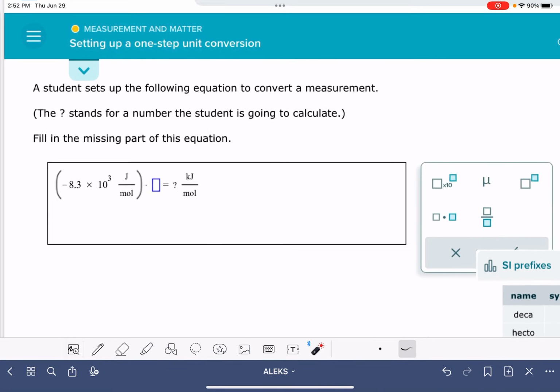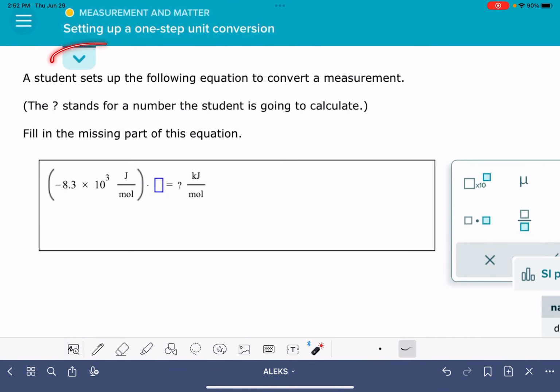In this video, I'm going to show you how to solve the ALEKS problem called setting up a one-step unit conversion. I think this problem is set up a little bit tricky. It's not super clear what ALEKS is actually asking you to do. In this problem, ALEKS is going to give you a number with units, and it's asking you to identify a conversion factor that you could use to convert the units of the original provided number.